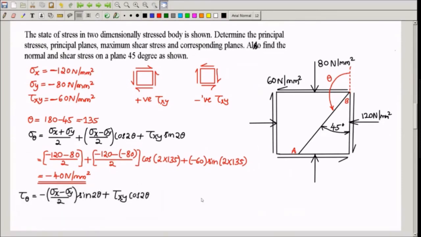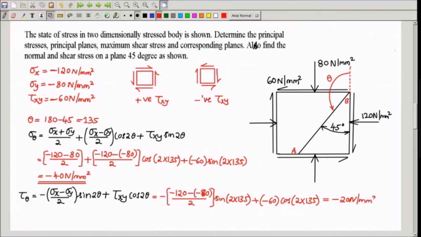Now we'll calculate what is the value of tau theta. Tau theta equation is this. This is equal to (minus 120 minus of minus 80) divided by 2, sine 2 into 135, plus tau xy, which is minus 60, into cos 2 into 135. If you calculate this, it comes out to be minus 20 Newton per mm square. So we have found out normal and shear stress on the plane. Resultant is not asked in the question, so you don't have to calculate that.